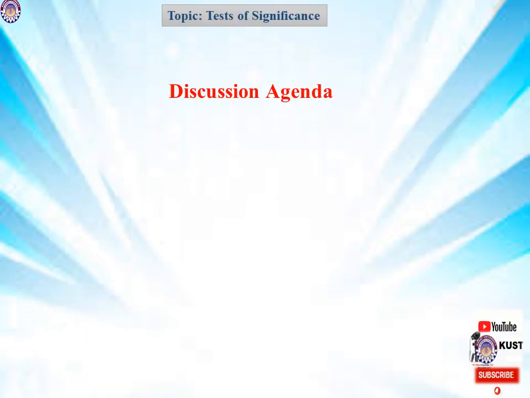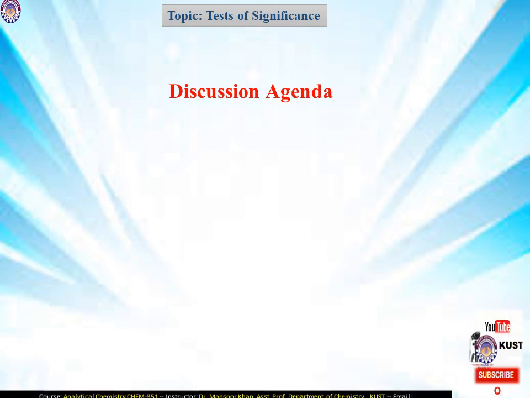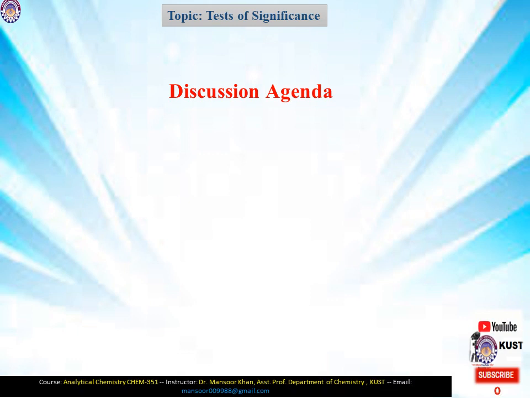This slide shows the outline of today's lecture, which will include introduction to the test of significance, important terminologies which are used in statistics, F-test and its significance in analytical chemistry, and T-test and its significance in analytical chemistry will be discussed.